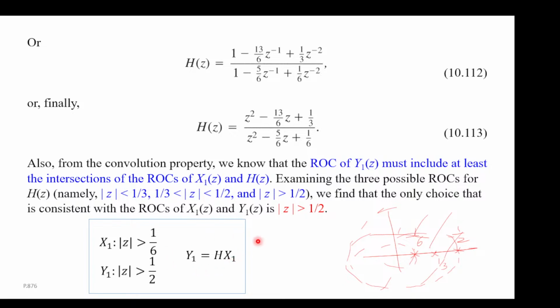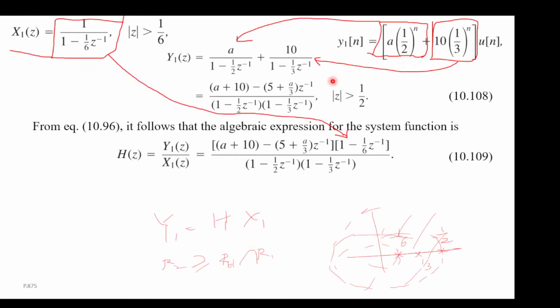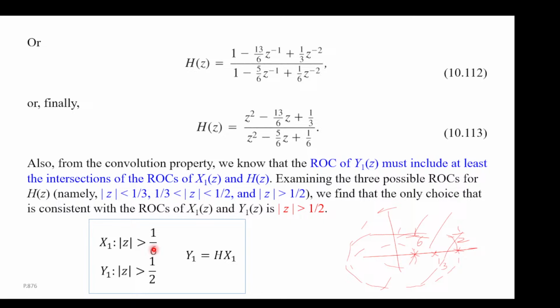But then you look at this expression, and you remember that the RC of y must include the intersection of RC of h and the RC of x. Okay, this is what we have in the convolution formula, and we have a similar argument in Laplace transform. So RC of y1 must include the intersection of RC of h and the RC of x1. And we know RC of y1 and RC of x1. It was before, it was here and here. So RC of x1 is greater than 1 over 6, and the RC of y1 is greater than 1 over 2.